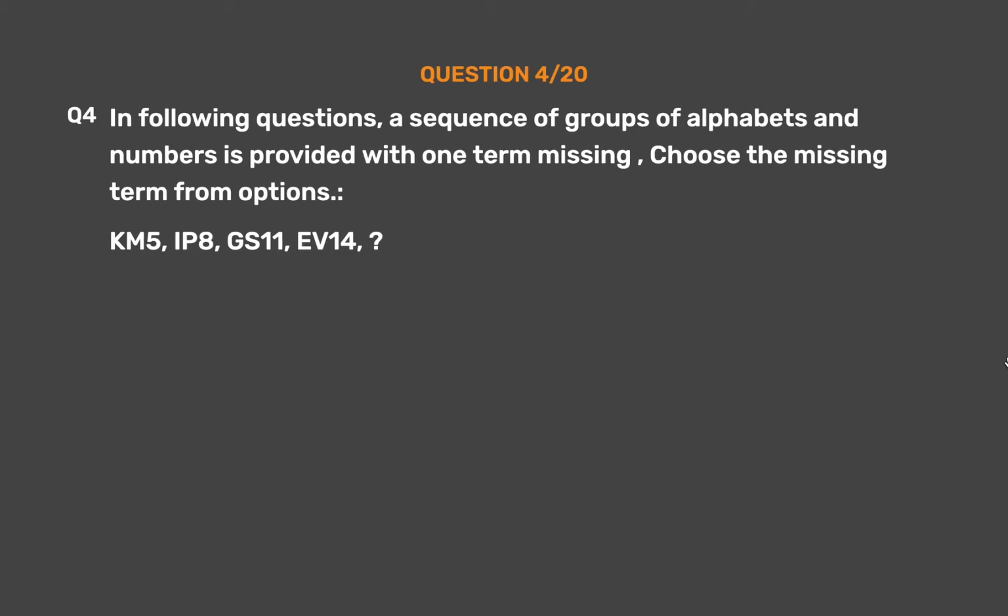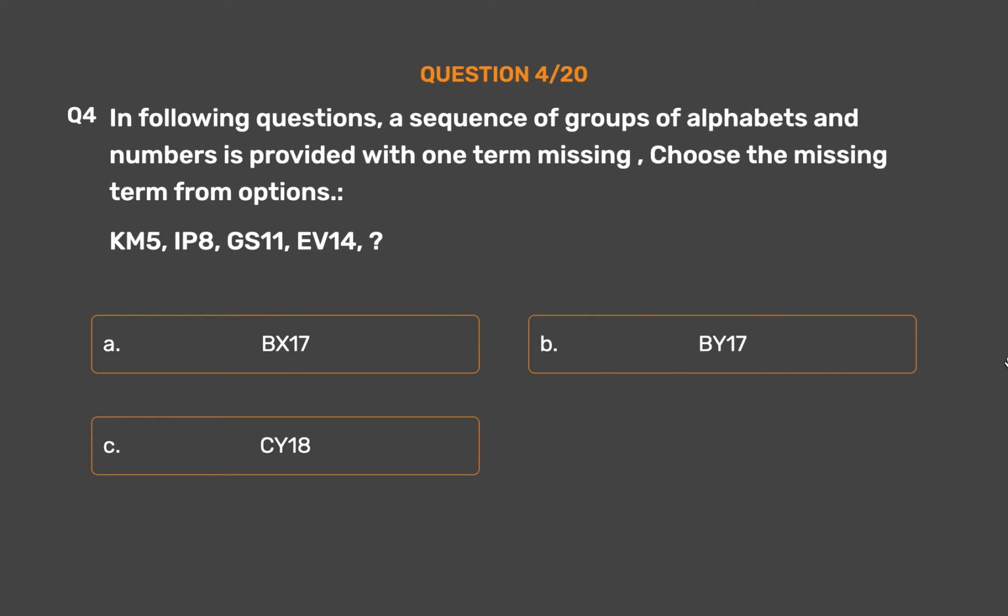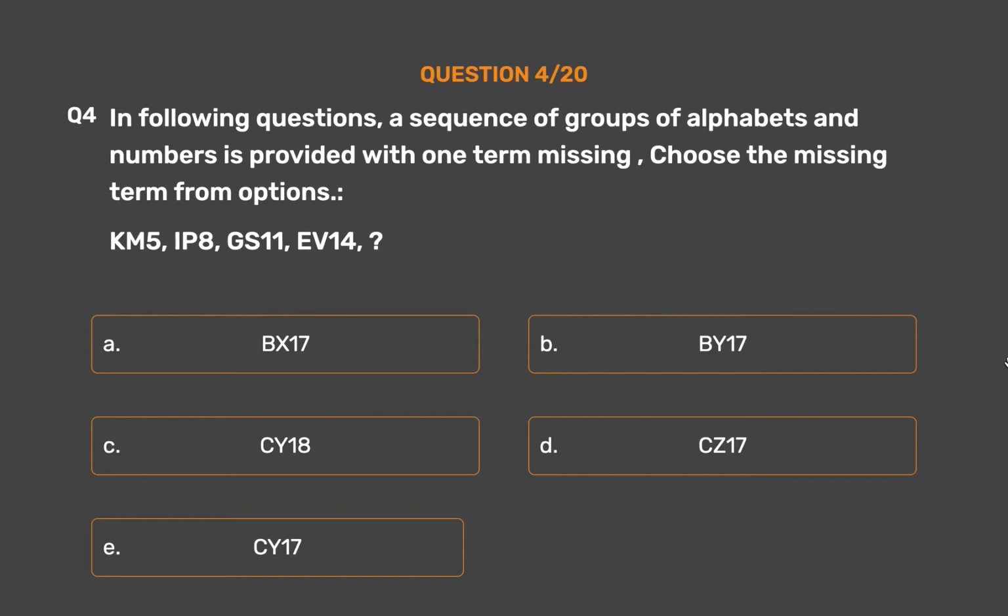KM5, IP8, GS11, EV14. Option A. BX17. Option B. BY17. Option C. CY18. Option D. CZ17. Option E. CY17.